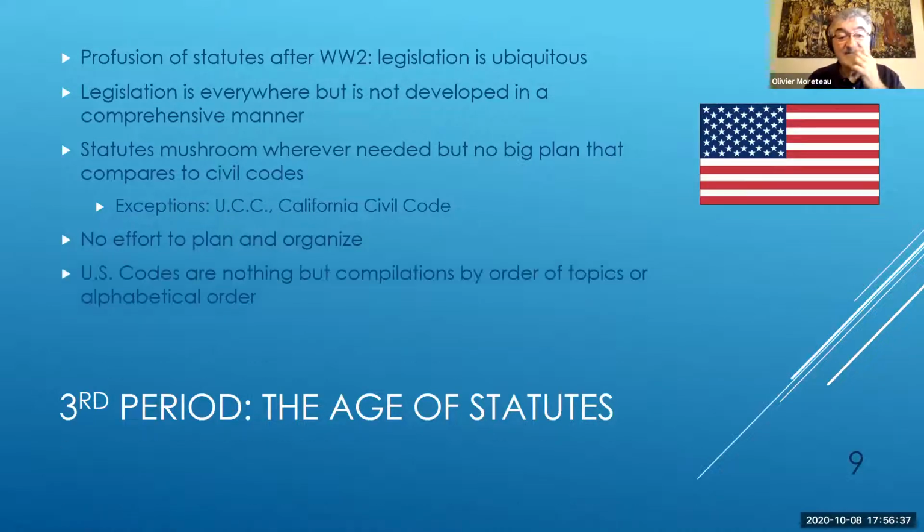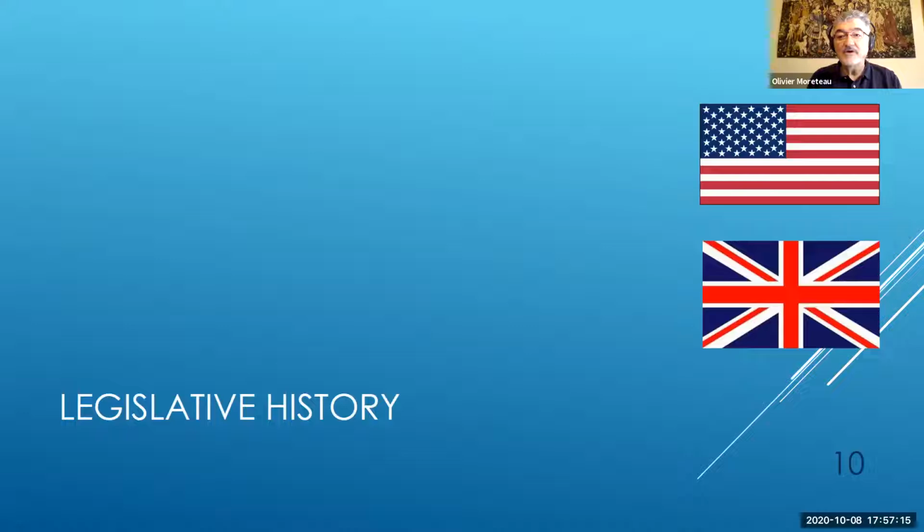It is detailed. Okay, some codes or compilations exist, but if you look at the US Code for federal legislation, it's organized by topics. Some states organize either by topics or alphabetical order, but it's just to make the law more accessible. There is no plan of codifying as we have seen in the civil law context. And this is making interpretation tricky and complicated, as we will see.